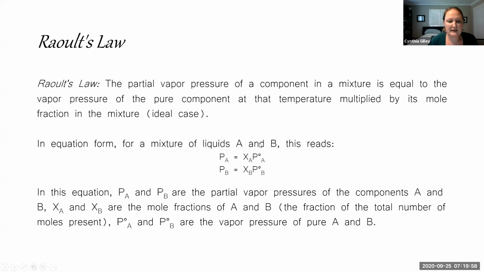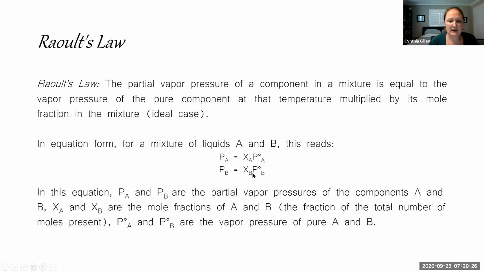So these with the little knots, P knots, is the vapor pressure of pure A, right? And basically it's just saying, okay, if you have pure A, you're going to get a certain vapor pressure. But what if you don't? What if you mix it and now the mole fraction is only 0.5? Well, if you only have 0.5 molecules at the surface, then the vapor pressure should only be half that of what it would have been had A been pure.